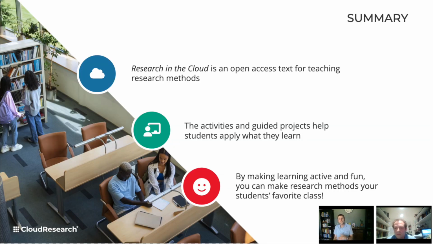All right, so just a little bit of a summary before we get to the question and answer session. The textbook that we've written is an open access text that's meant for teaching research methods. There are a number of activities and projects in here that are intended to make the class active. And the projects and activities that we've created are designed to engage students. And we've already taught multiple classes using these activities. So we know that many of these things work well.